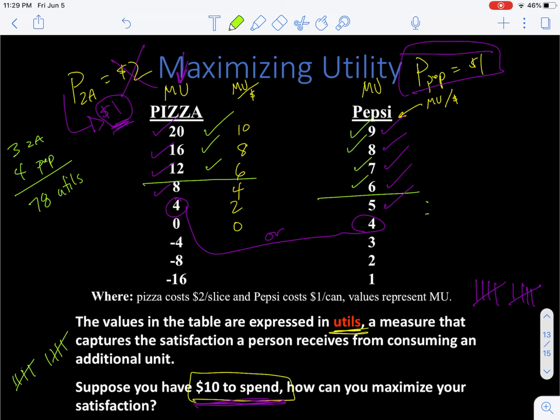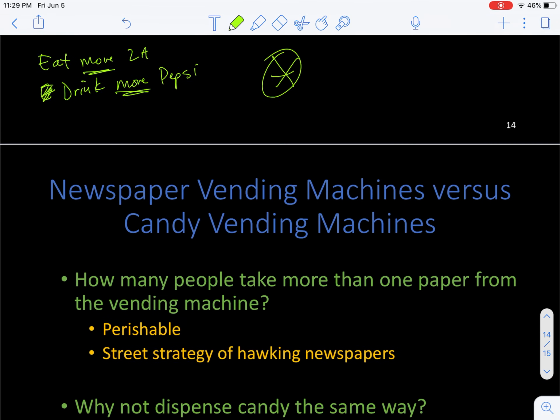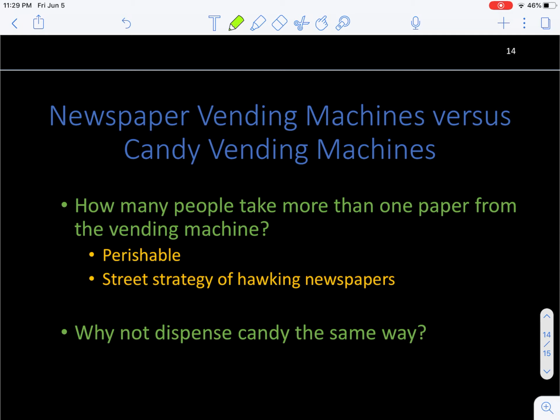All right, one last question for you. And this is where you can use the power of economics and the topics from this lesson to answer it. So, why are newspaper vending machines and candy vending machines made differently?